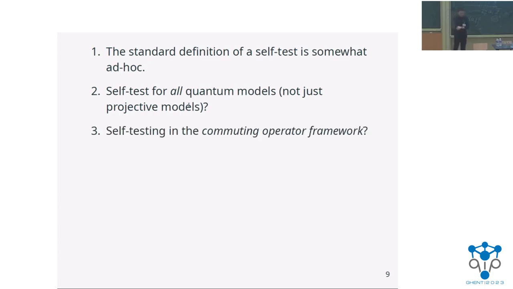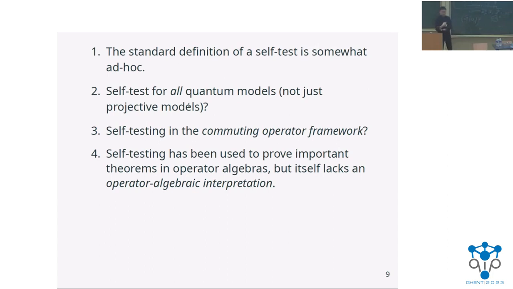Another interesting question is, can we extend this idea of self-testing to some more general frameworks of quantum mechanics? For example, the commuting operator framework. In a commuting operator model, Alice and Bob make compatible measurements on a single Hilbert space. The system can be infinite dimensional. So there is no tensor product structure in this framework. So it's not clear how to generalize these local isometries, local dilations to the commuting operator models.